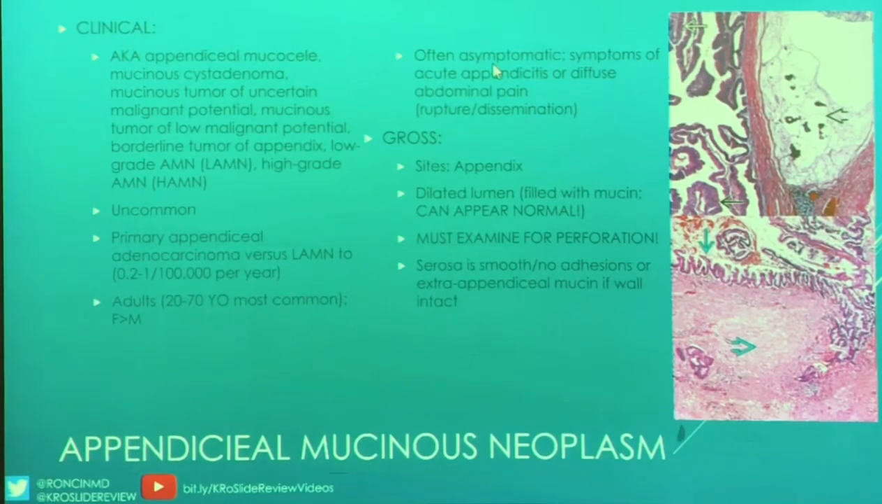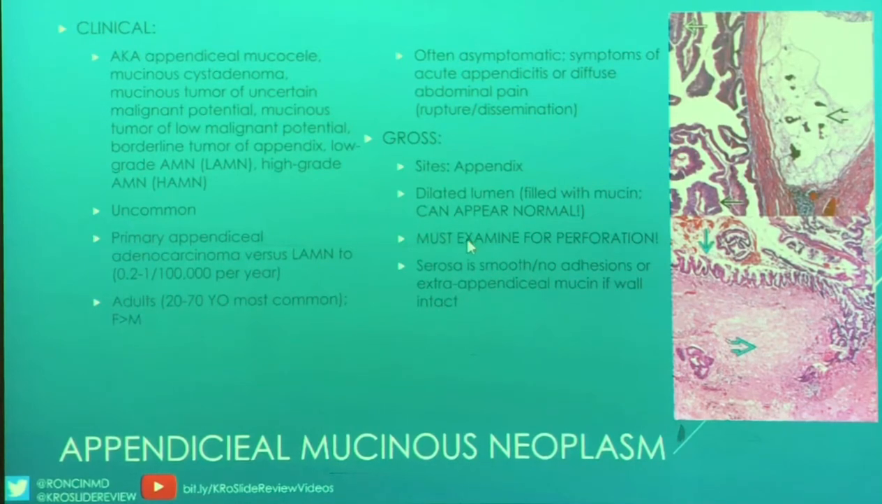They aren't aware that anything's going on, but they might have a picture that looks like acute appendicitis, or peritonitis if they do have rupture or dissemination of the lesion. Again, this occurs within the appendix, and grossly you'll see that dilated lumen, but be aware that it can appear normal. So you might not have obvious mucin, it might not be dilated. You must examine for perforation, and why? Well, if you have your high-grade lesions and even your low-grade lesions, you want to make sure that you're not looking at disseminated disease.